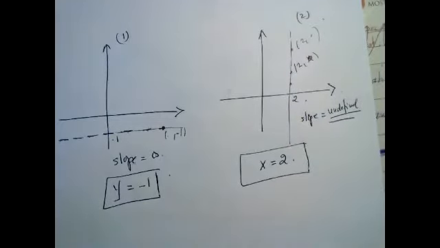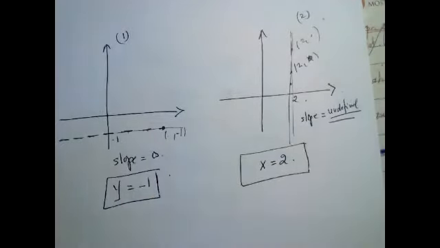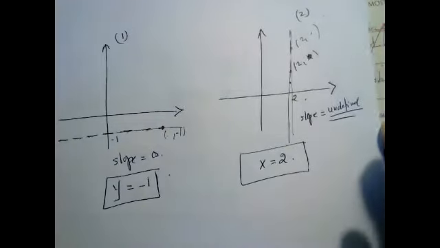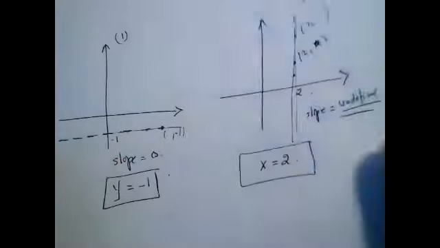Okay, so it's not the point 2, the line x equal to 2 represents this vertical line, and y equal to -1 is this horizontal line. So absolutely important lines that we have to know. Slope 0 and the slope undefined.